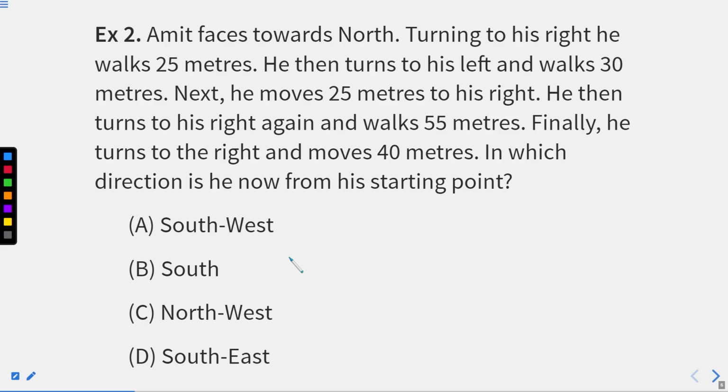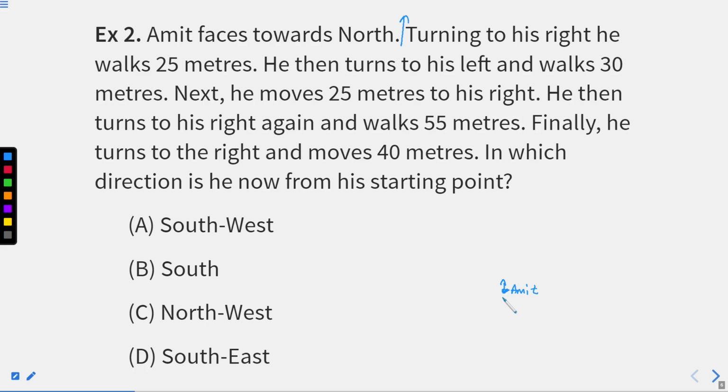So as we did in the previous question, we'll read the question properly first. The second question says that Amit faces towards south. Turning to his right, let's say this is the initial position of Amit. We'll mark it like this, right? Amit is facing towards north. It means he is facing in this direction, right?